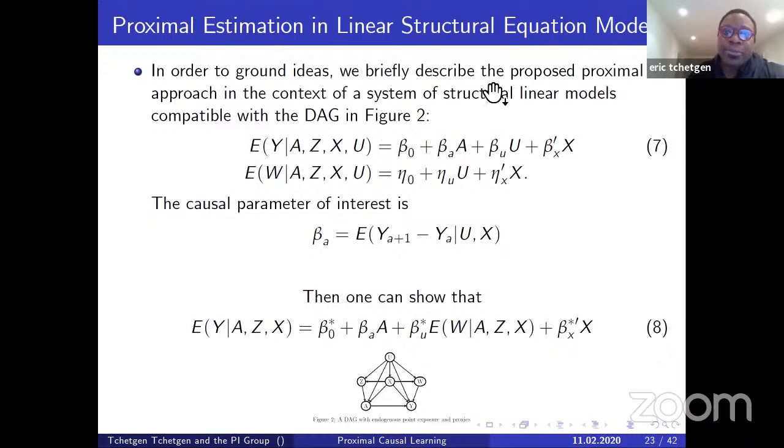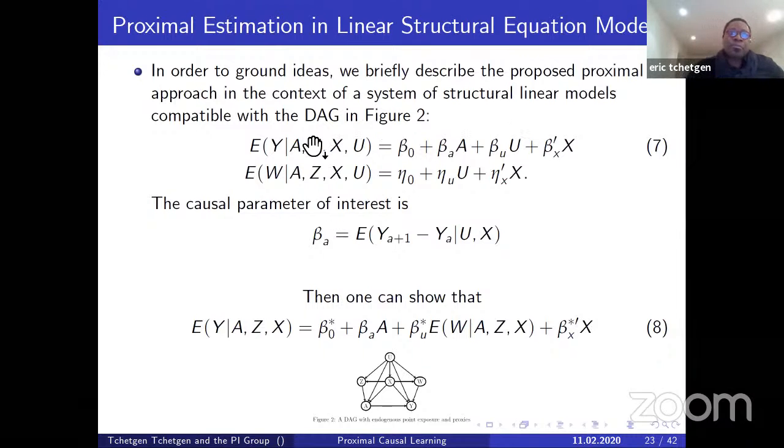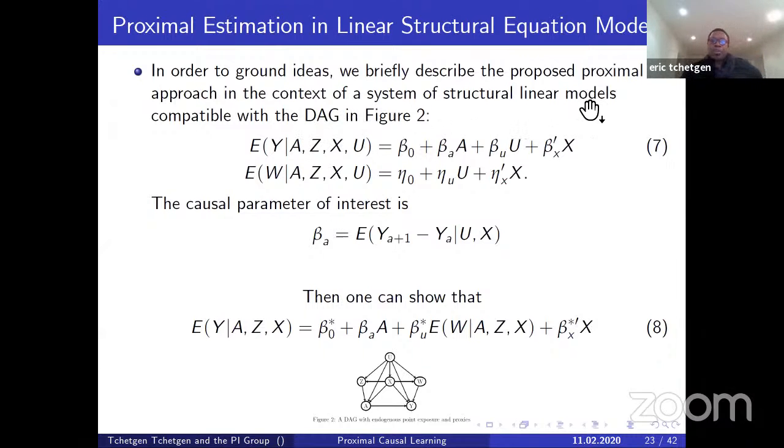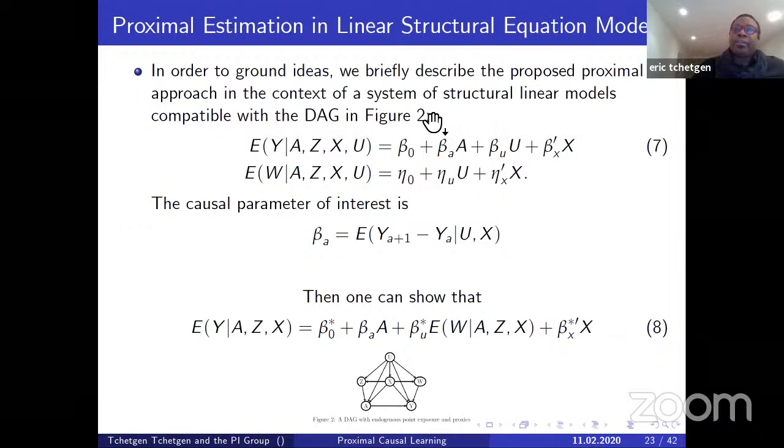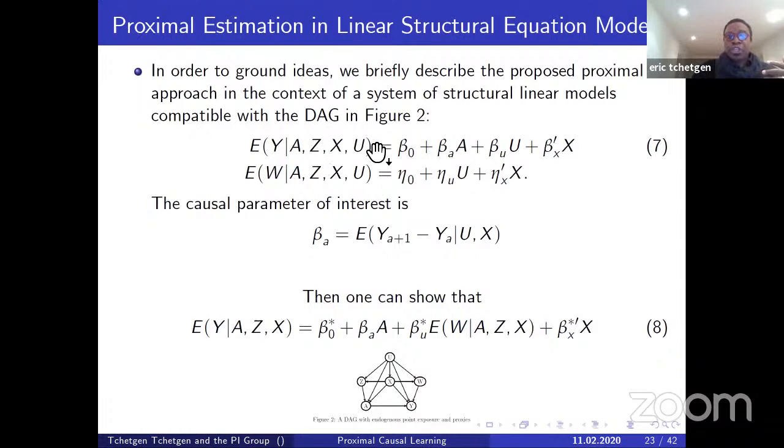In order to ground ideas, we briefly describe the proposed proximal approach in the context of a system of structural linear models compatible with the DAG in figure 2, this DAG. So I have an outcome model. My data generating mechanism is a linear model for the outcome. I believe the world is linear, where I condition on U, and therefore Z should not cause Y. On the right-hand side, I have no interactions, no nonlinearities. Beautiful. And U is my unmeasured confounder.